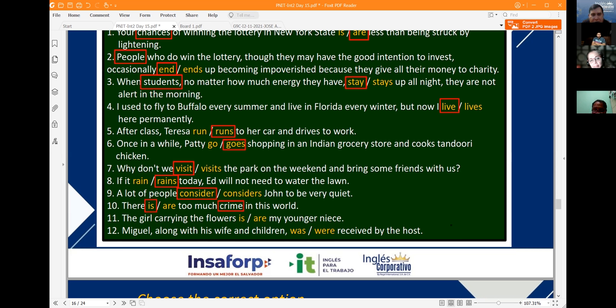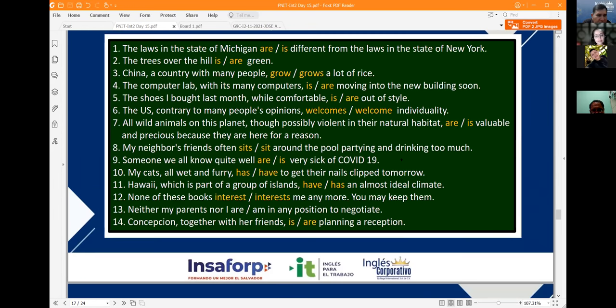So the girl carrying the flowers is her younger niece. We're talking about the girl, not the flowers. Is. Yeah. One of the things is that she's carrying flowers. Is. But we're talking about the girl. The girl is my younger niece. And the last one, Miguel, along with his wife and children, eliminate the information in parentheses, in commas. Only think about Miguel. Miguel was by the host. Therefore, you have this is the first one. Now we have the second.